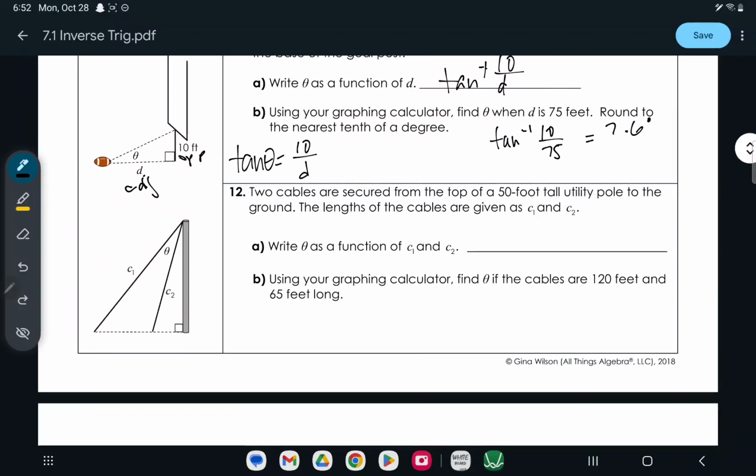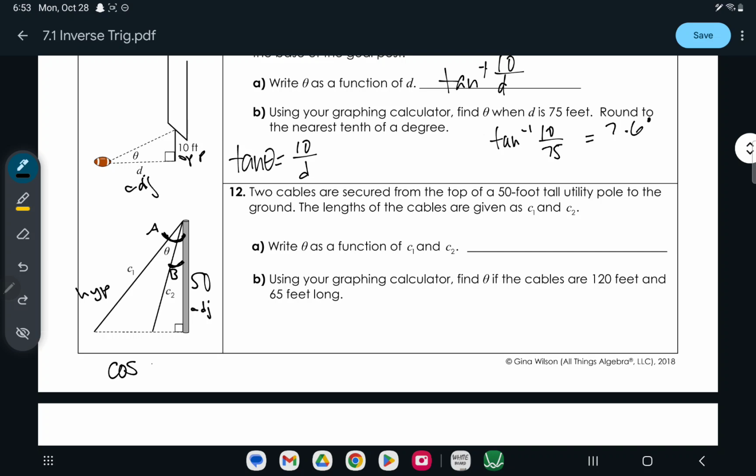All right, 2 cables are secured from the top of a 50-foot tall utility pole to the ground. Lengths are given as C1, C2. Theta is a function of C1, C2. So I need to do the whole angle, subtract off this piece. The whole angle, let's just call that A and call this B. The whole angle, we know that that's 50. So we know adjacent and hypotenuse.